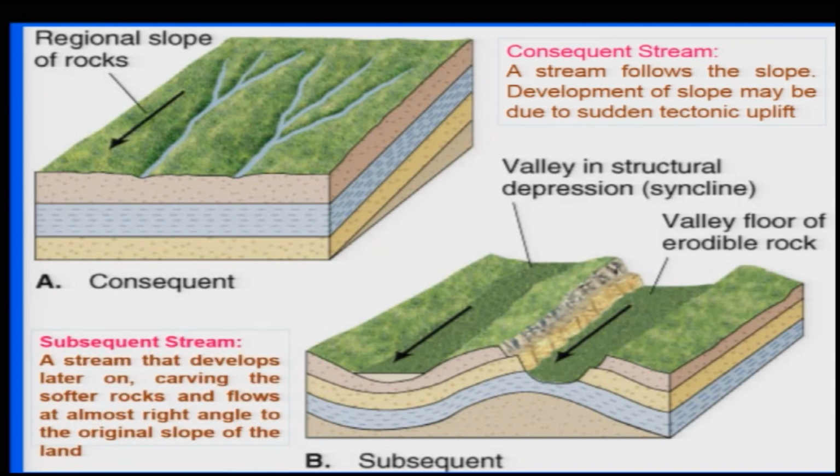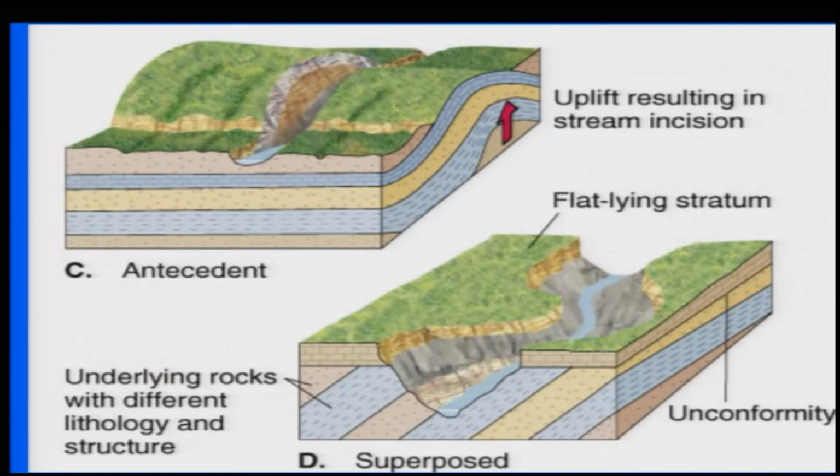In terms of the subsequent drainage, it will not exactly follow this slope. If you take the fold here, the slope is in this direction as well as in this direction here, but the stream is incising across the slope. The stream that develops later carves the softer rocks and flows almost at right angles to the original slope. So the main difference between the consequent stream and the subsequent stream is that the consequent follows the slope, which may have developed because of sudden uplift, whereas the subsequent stream flows almost at right angles to the original slope.